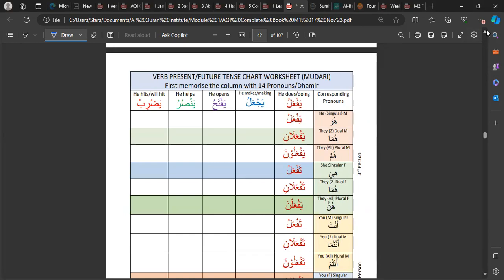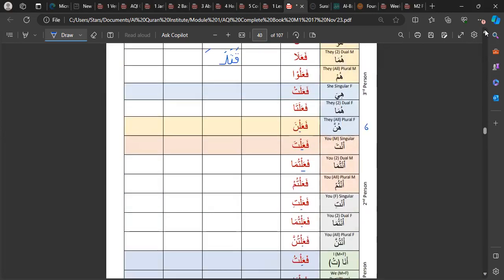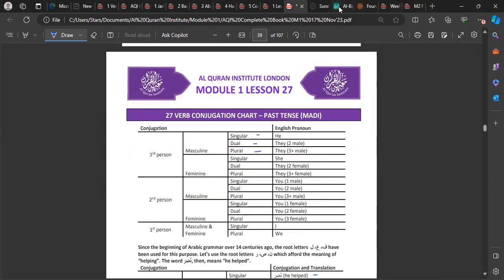Make sure that you fully memorize the Mudari chart and it's comfortable. Any verb and practice, write it down, and get this very, very clear.